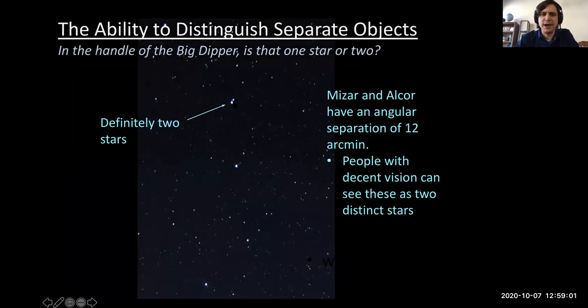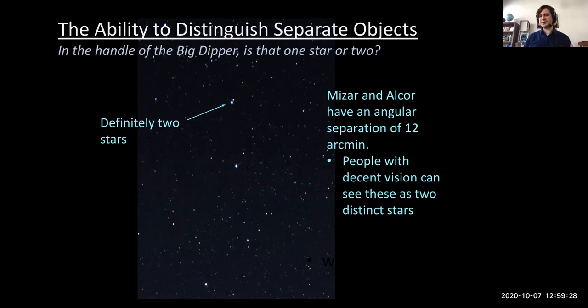We have Mizar, the brighter one, and Alcor, the dimmer one. So here are Mizar and Alcor, and they have an angular separation of 12 arc minutes. People with decent vision, you can walk outside, test yourself as soon as you can, go enjoy the Big Dipper. You're just going to be looking in the northern parts of the sky. But go ahead and take a look and see if you can see these as two distinct stars or not.